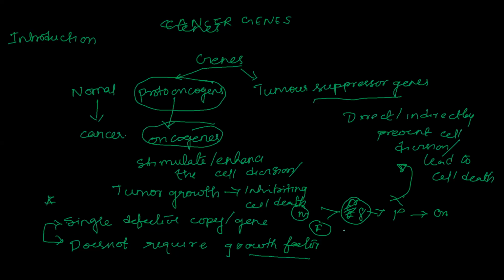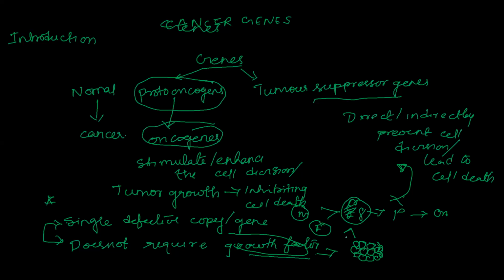Well, usually we need growth factors for the cell division to occur. But if a cell has changed to a cancer cell, it does not require any growth factor, and it will just start multiplying on and on and on, and it will start forming its characteristic feature of tumor, and it just goes on.